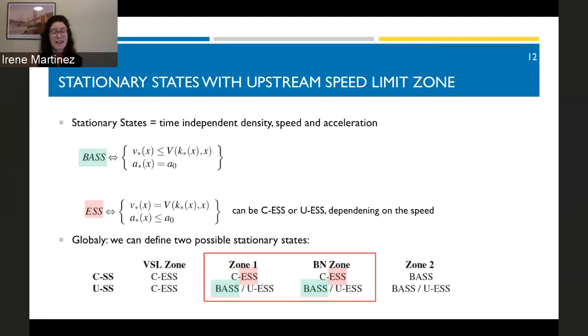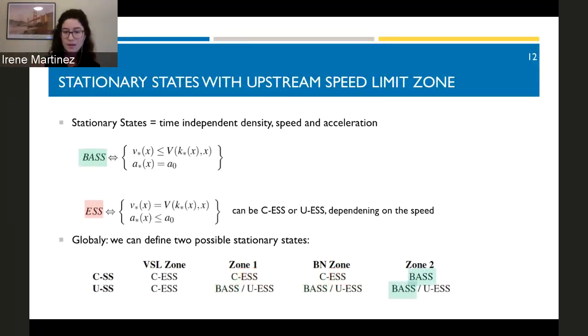When the vehicles are in an uncongested stationary state, when they exit the variable speed limit zone, they are able to accelerate freely at their maximum acceleration in a bounded acceleration stationary state until they reach the free flow speed. Then the uncongested equilibrium stationary state is observed. Downstream of the bottleneck, in any case, we will have this bounded acceleration stationary state.